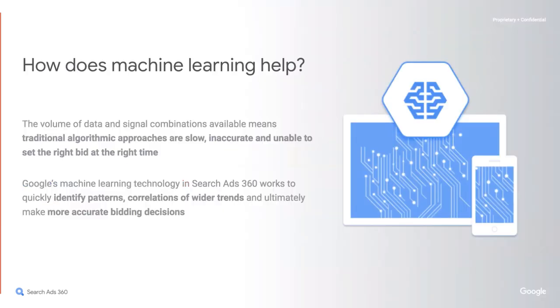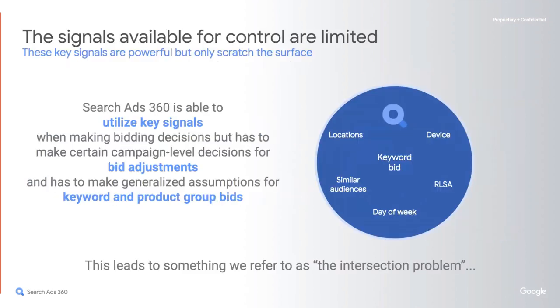So how does machine learning help here? Given the amount of signals and data that is available, machine learning identifies patterns and trends and makes accurate bidding decisions. We're talking about signals, but what kind of signals? You can see in the middle of the blue dots that we have the keyword bid, and it's surrounded by other signals, right? So device, location, or your audience.